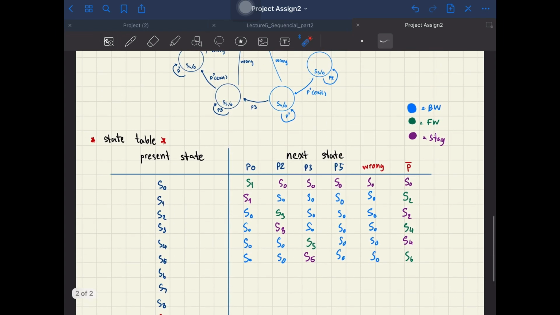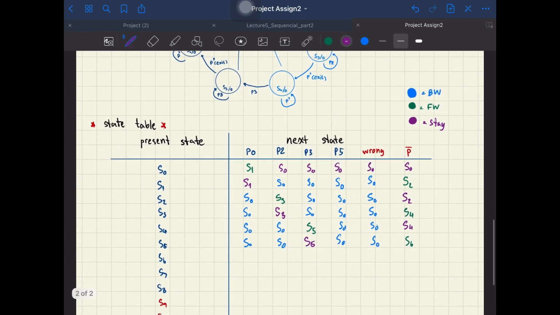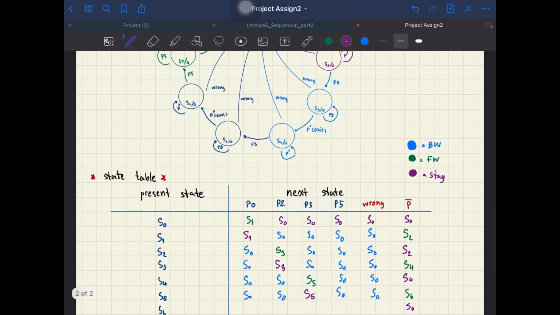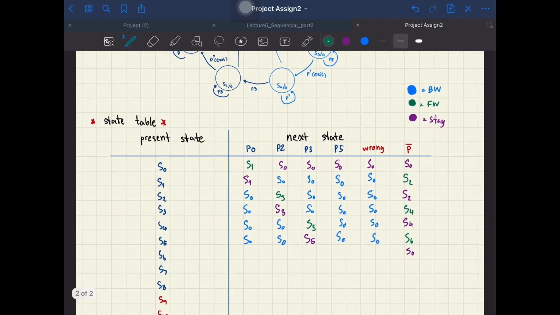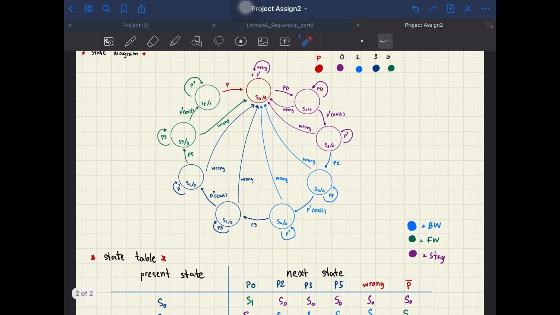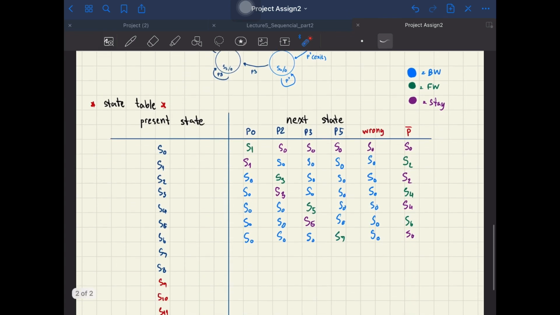State 6. At state 6, if you want to stay in state 6, you need to lift the button, and to transition to state 7, press the 5. So press the 5 to go to state 7. Okay, and the other case again is the same thing, state 0, back to state 0, right? Because it's in the wrong case, state 6, wrong case, go back to state 0.